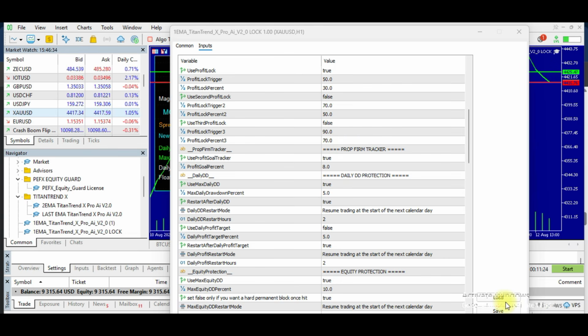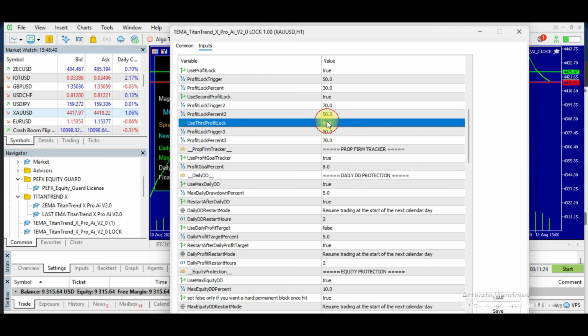That is the reason why I put this. I love this one very much because it will not give back what it has made from the market. You understand? So that's why I put this one.